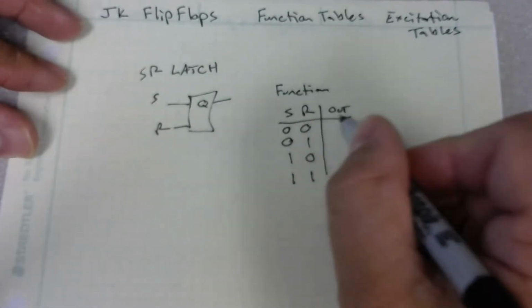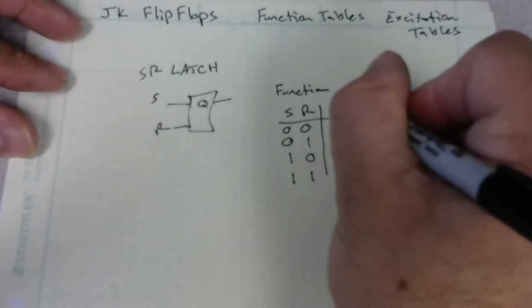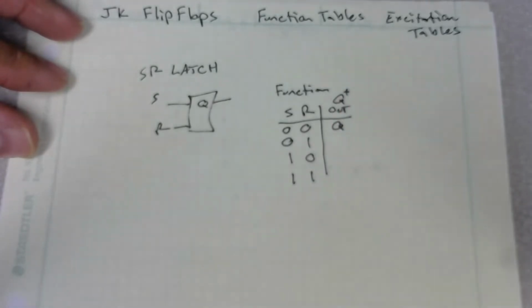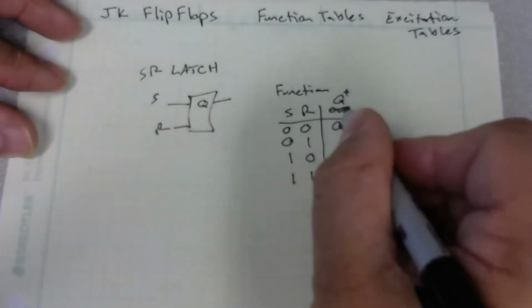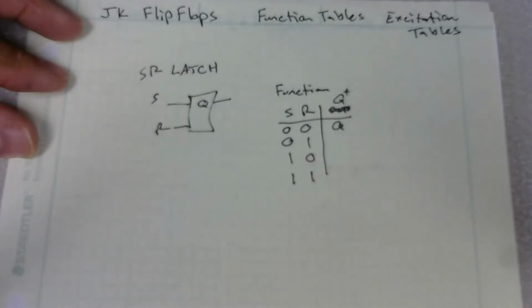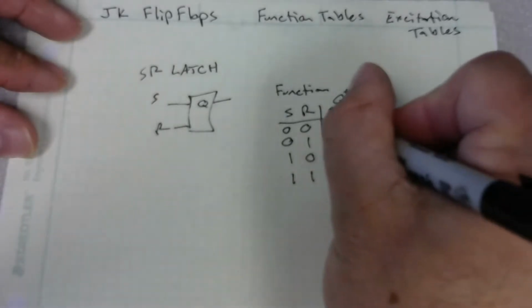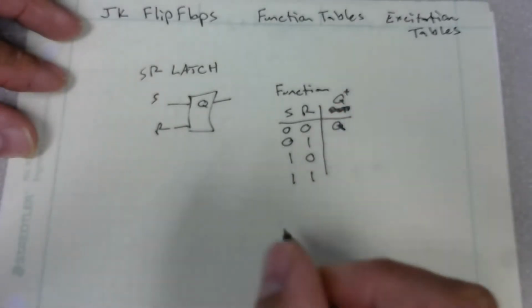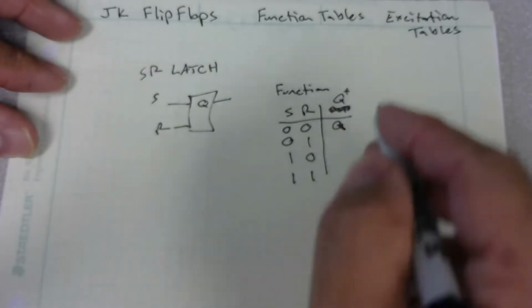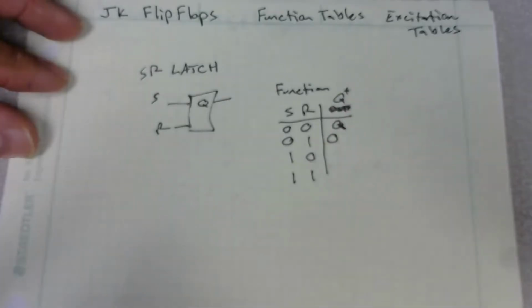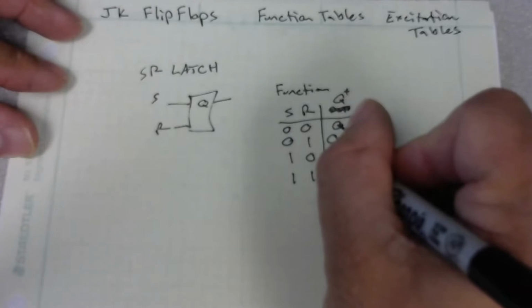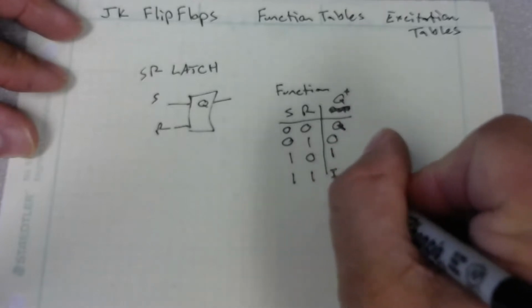And this means that we were going to hold. That means our Q plus, we're not going to call our output, we're going to call it our Q plus, is equal to our old Q. Our new Q is equal to the old Q. We're just holding. 0, 1, we're resetting, so we're setting it to a 0. A 1, 0, we're setting it to a 1, 1, and this is an invalid input.